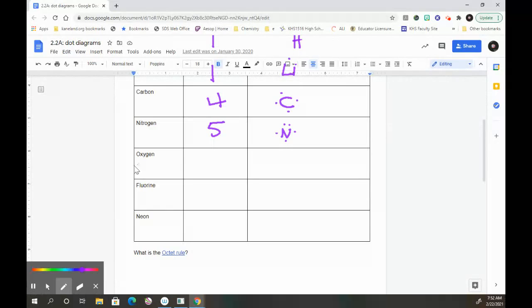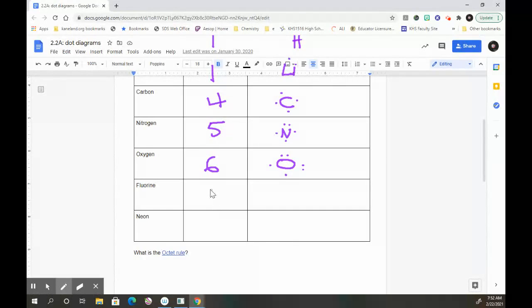All right, next up we have oxygen. Oxygen is in group 6a, which means it has 6 valence electrons. So you draw 1 on each side, and that's 4 valence electrons. We need to make it 6, so draw a second one there, and a second one there. And that is the dot diagram for oxygen.